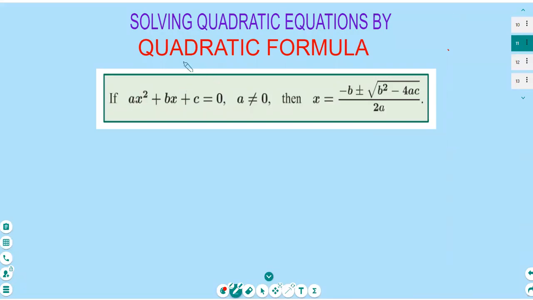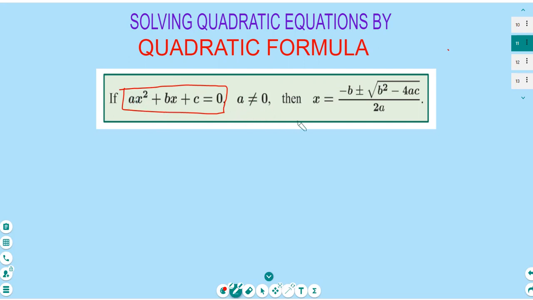Hello students, today we'll be studying how to solve quadratic equations by using the quadratic formula. This is the general form of the quadratic equation: ax squared plus bx plus c equal to 0, where a and b are the coefficients of x squared and x respectively, and c is the constant in the quadratic equation, right? And also a shouldn't be equal to 0, otherwise if this term is removed, then you can see this equation becomes a linear equation. So the condition for the quadratic equation is that a shouldn't be equal to 0, so that this term will stay.